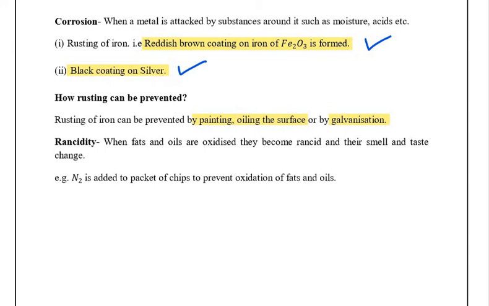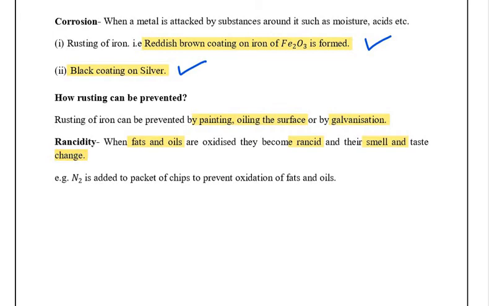Now the next is rancidity. Rancidity is very simple. Suppose we have kept food outside at room temperature. The food has fats and oils in it, and when fats and oils get oxidized they become rancid. Rancid means spoiled, like their smell changes, their taste changes, so they are of no use now.